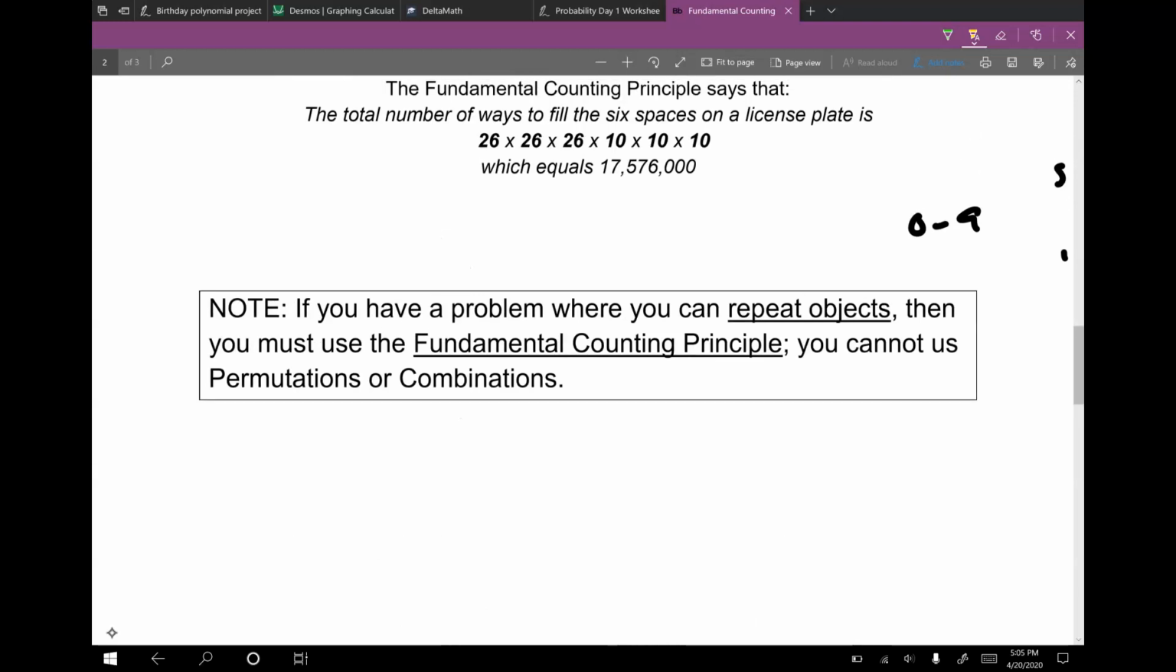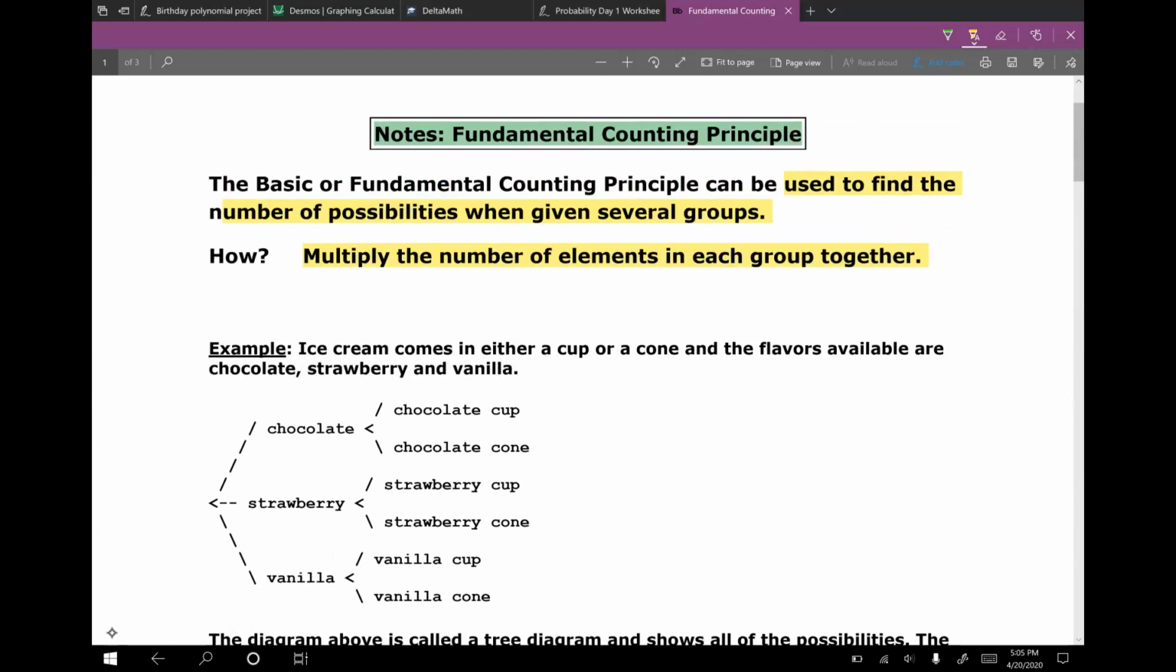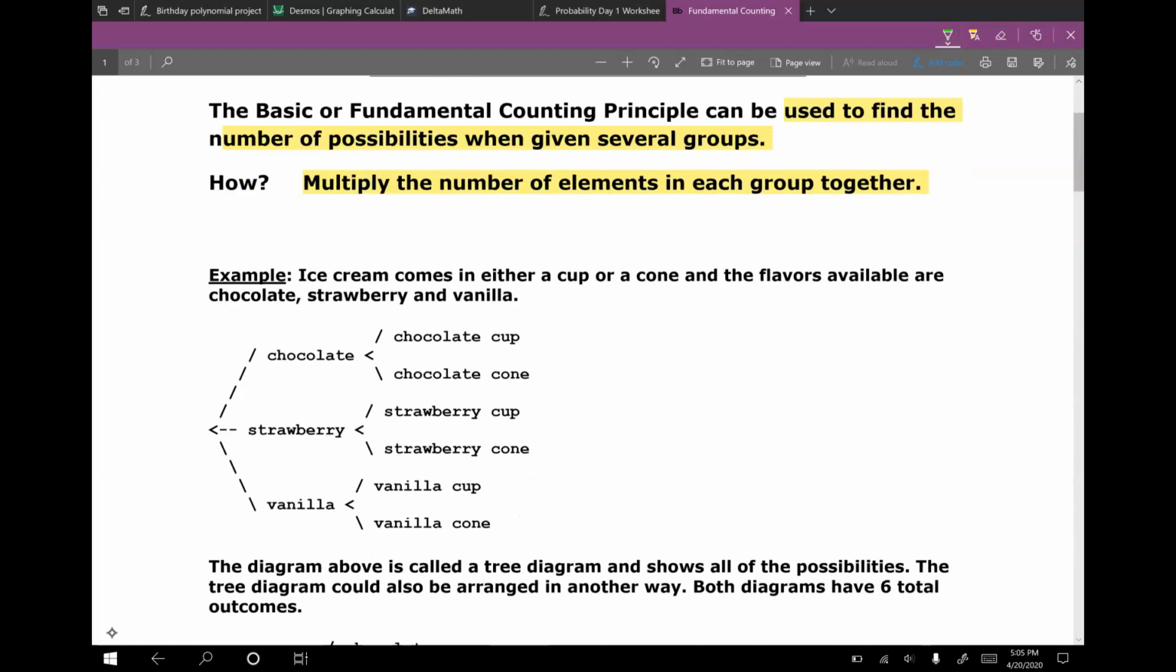The other way, I'm going to scroll down. We're going to learn permutations and combinations the rest of this week, but we're starting with the FCP. If objects can be repeated, then you have to do the fundamental counting principle. Like with a password, where it says you can repeat letters and stuff like that, you would have to do the fundamental counting principle, which we're going to do examples of. All right, so up here, they're doing tree diagrams for you.